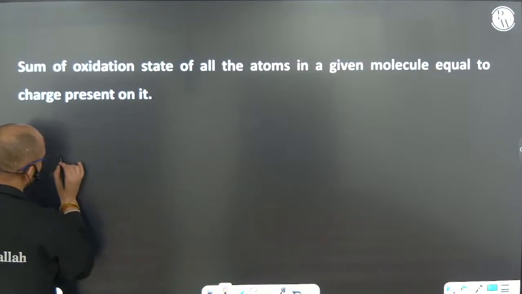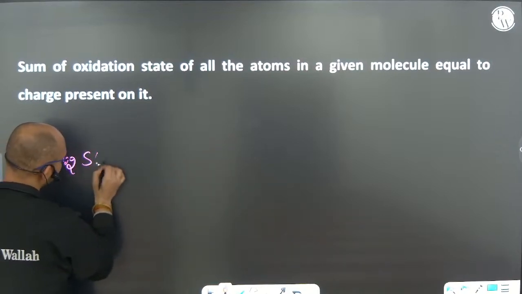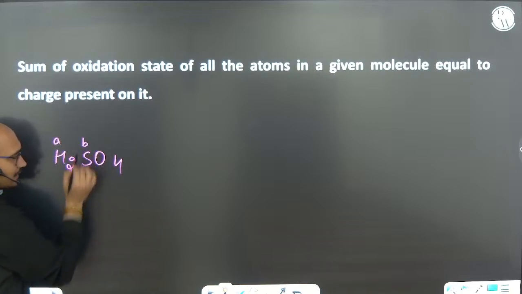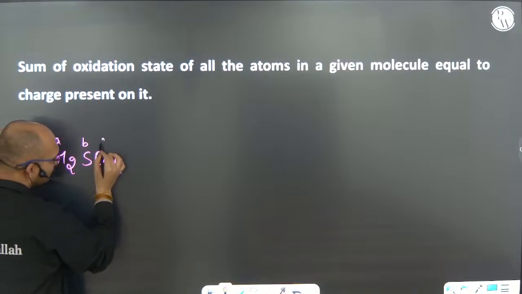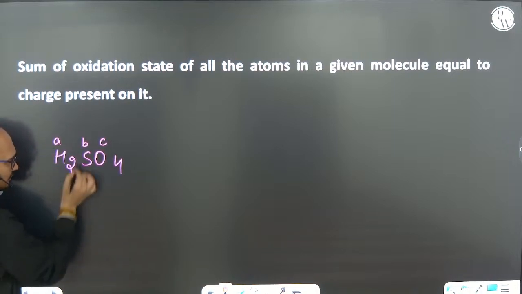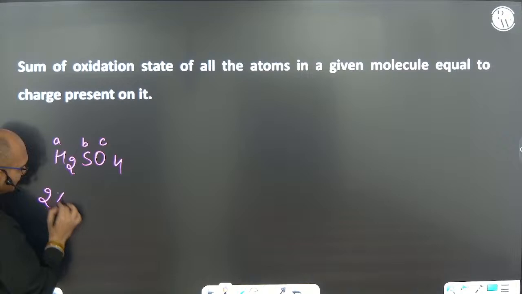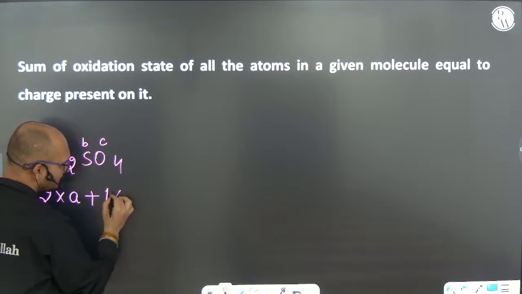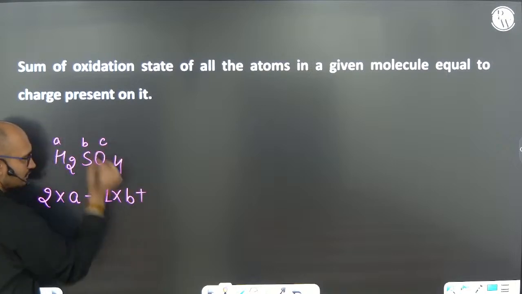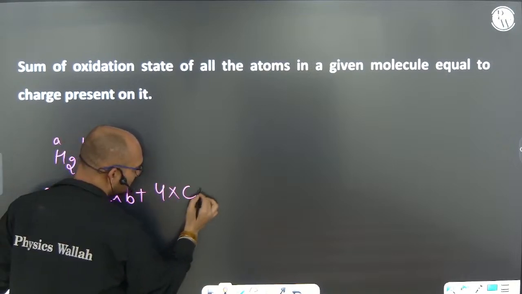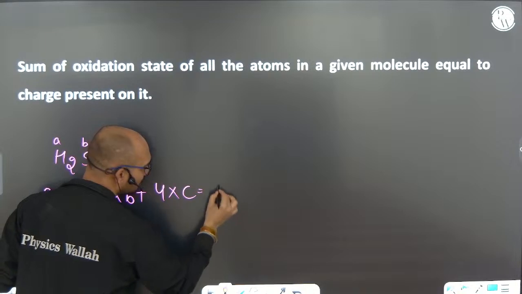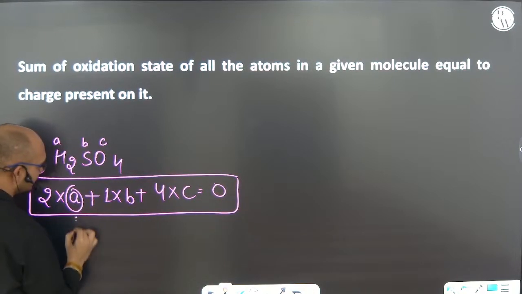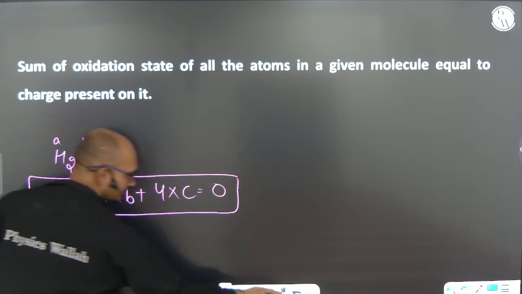What do I mean to say? I mean to say, let's say there is H2SO4. Let's say hydrogen has the oxidation state A, sulfur has the oxidation state B, oxygen has the oxidation state C. How many of the hydrogen is there? 2. So 2 into A plus how many of the sulfur is there? 1. So 1 into B. How many of the oxygen is there? 4. So 4 into C will be equal to what? Will be equal to 0. Now this A, B, C are nothing but oxidation states. I hope you understand it, right?